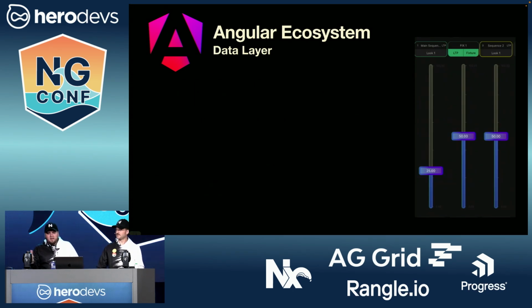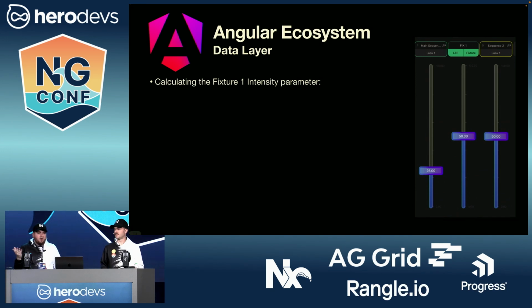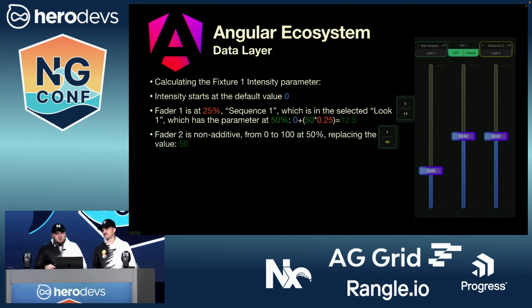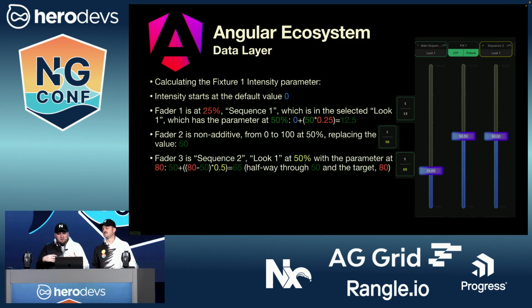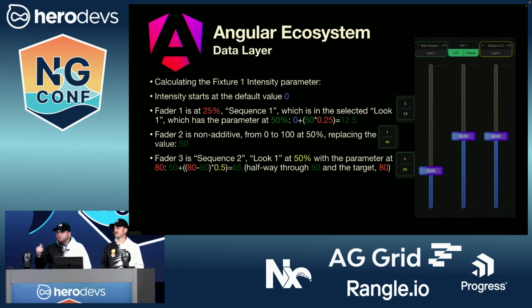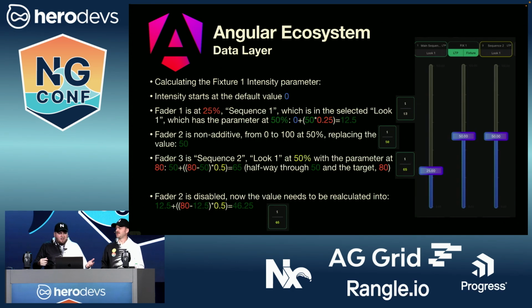So let's give an example on Blackout. We have a fixture. Let's calculate the intensity parameter. The fixture starts at 0, then fader 1, based on look 1, is at 25%, and the final value is 12.5. Then fader 2 is non-additive, it replaces the value with 50 because the fader is at 50. But then fader 3, as in sequence 2, is at 50%, and acts on top of the previous one, so the final value is 65. And then finally, you disable fader 2, and now it has to act on top of the first fader, and the final value is 46.25.